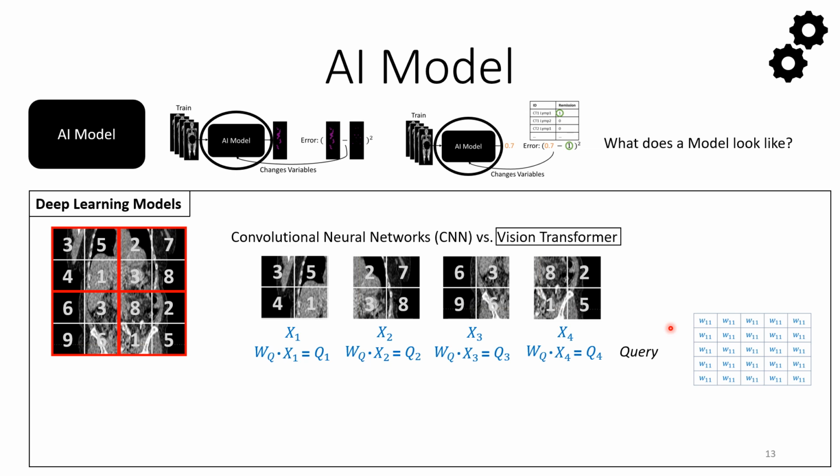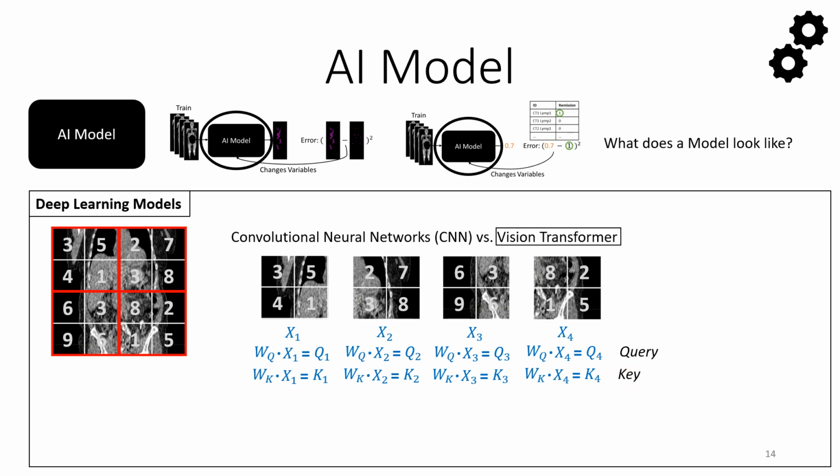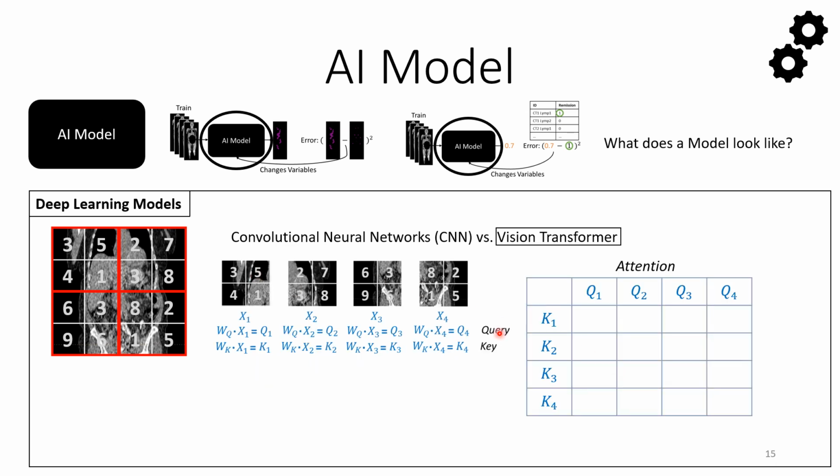So now we do the same again. We have again a new matrix of variables, all different variables in here, and we call it WK, okay? And now we again do WK times x1 gives us k1, WK times x2 gives us k2, and so on. And those ks here are called keys, okay? So now we need a little more space. Now we build an attention matrix. We take those Qs, the queries, and write them up here, and we take those Ks, the keys, and write them down here.